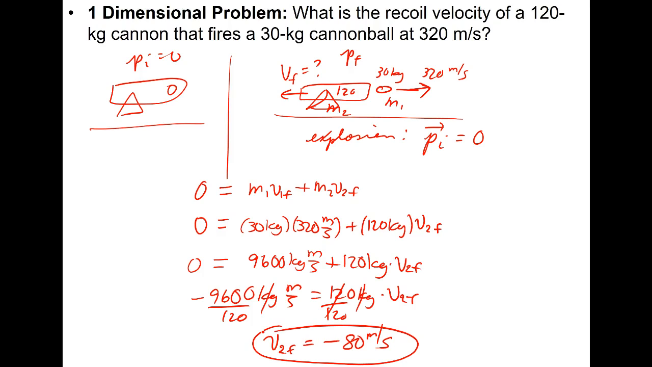Now, one thing that we can notice here is that V2 final is negative 1/4 of V1 final, and that's because M2 is equal to 4 times M1. So in order for the momentum to cancel out, the cannon has to have 1/4 the speed because it has 4 times the mass of the cannonball. Okay, so hopefully that makes sense.